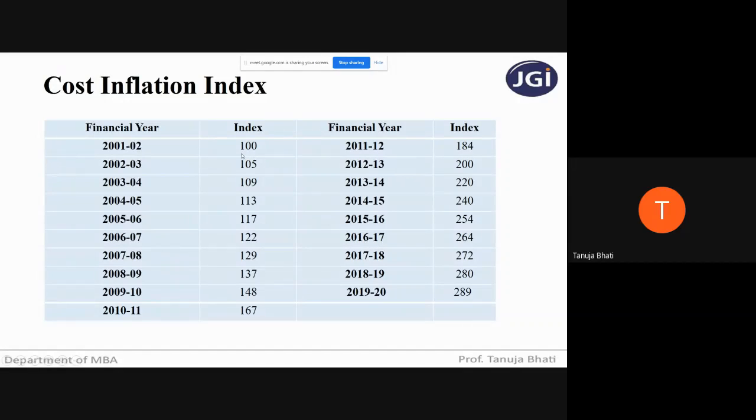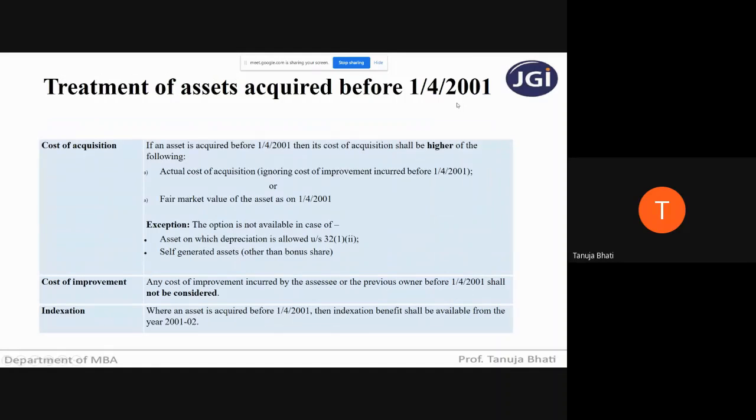What if the assets are purchased before 1st April 2001? What is going to be the cost of acquisition? This is very, very important. Pay attention. If an asset is acquired before 1st April 2001, then the cost of acquisition shall be the higher of the following: the actual cost of acquisition or the fair market value of the asset as on 1/4/2001. Whichever is higher, you consider as the cost of acquisition.